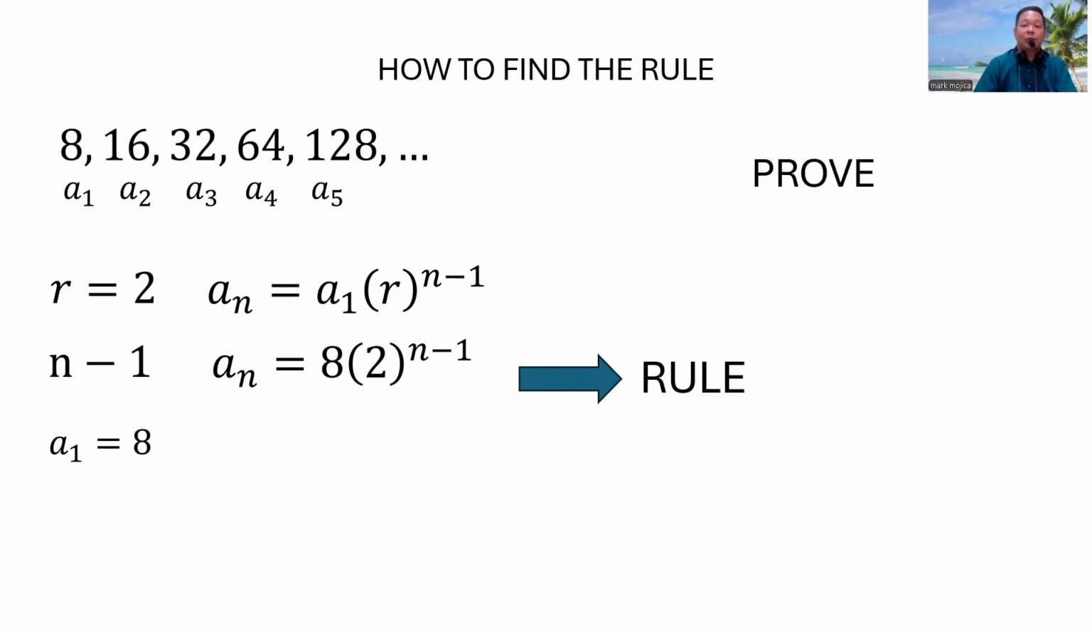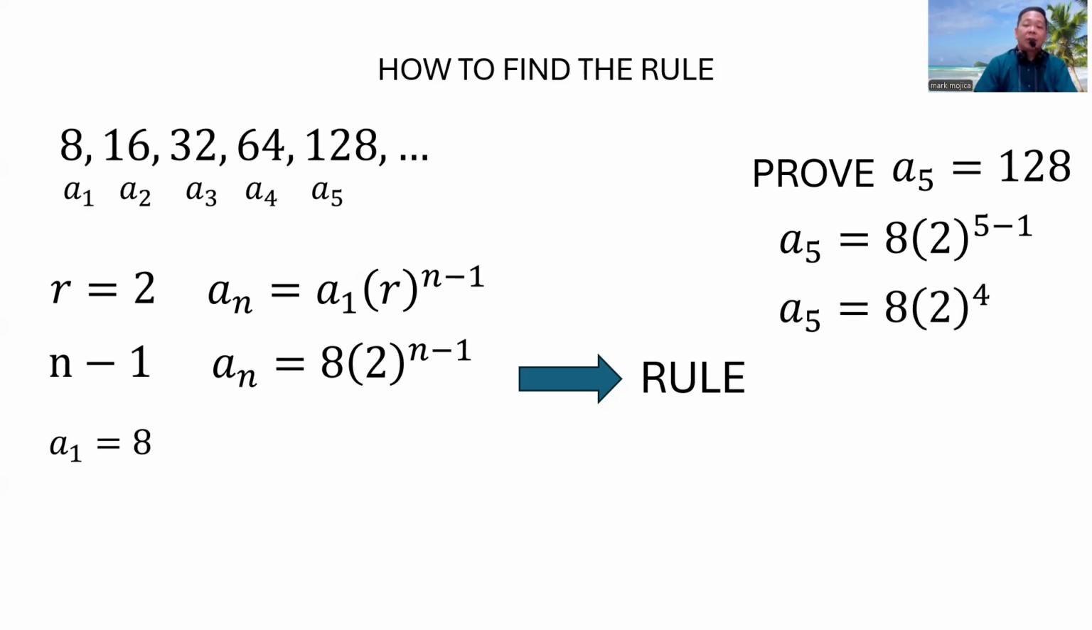So, how are we going to prove that? Siyempre, a sub 5 is equal to 128 kaagad. So, anong gagawin natin? Kung 5 yan, so 8 times 2, 5 raised to the power of 5 minus 1, where 5 minus 1 is equal to 4. So, therefore, this is 8 multiplied by 2 raised to the power of 4. So, what is 2 raised to the power of 4? That is actually equal to 16. 8 multiplied by 16, this is actually equal to 128. Okay? So, that is the next example.